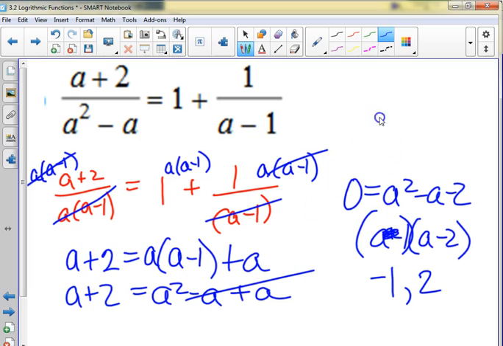Yes. What are the restrictions? A cannot equal 0 or +1. All right. That didn't go very well. Some of you left that section blank on the last quiz.